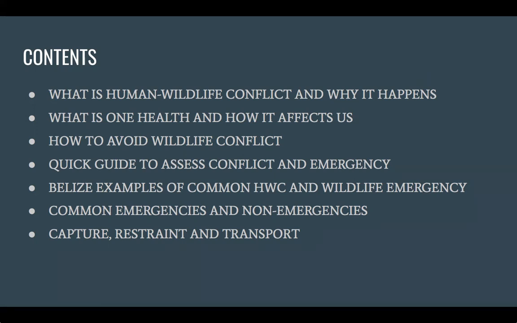We're starting with what is human wildlife conflict and why it happens, what is One Health and how it affects us, how to avoid human wildlife conflict, a guide to assess conflict and emergencies, examples of common human wildlife conflict and wildlife emergencies in Belize, common emergencies and non-emergencies, and a short review of capture, restraint, and transport.